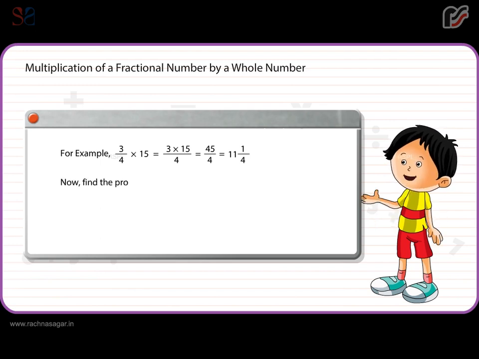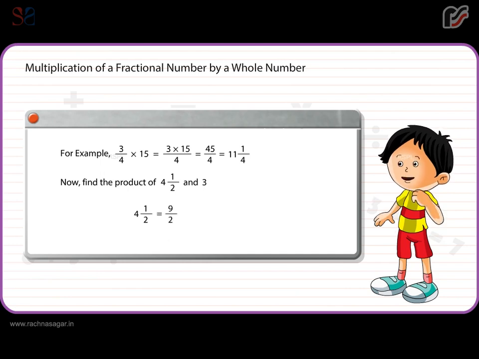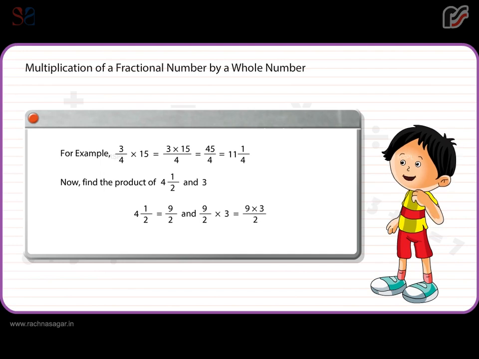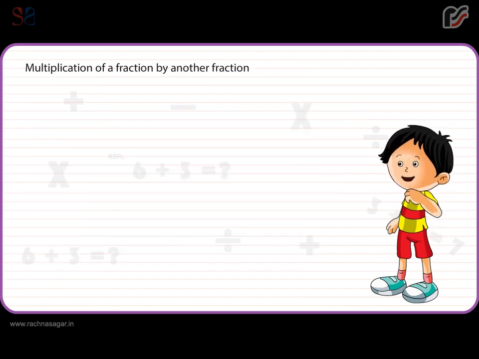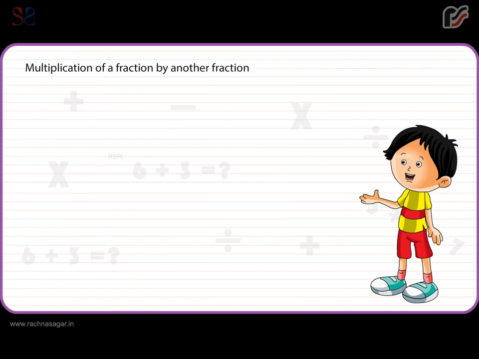Now, find the product of 4 1/2 and 3. 4 1/2 is equal to 9/2 and 9/2 multiplied by 3 is equal to (9 multiplied by 3) divided by 2, which is equal to 27/2, which is equal to 13 1/2. Multiplication of a fraction by another fraction.